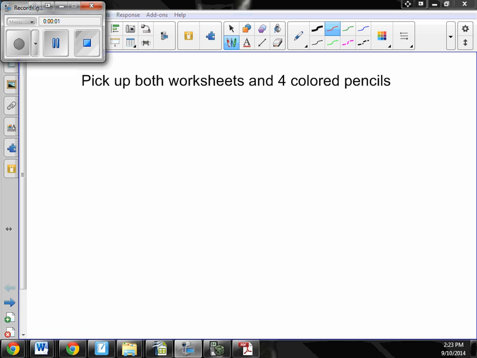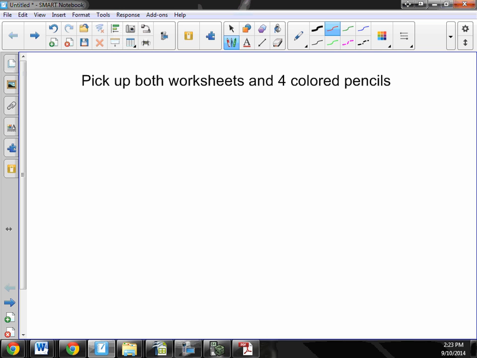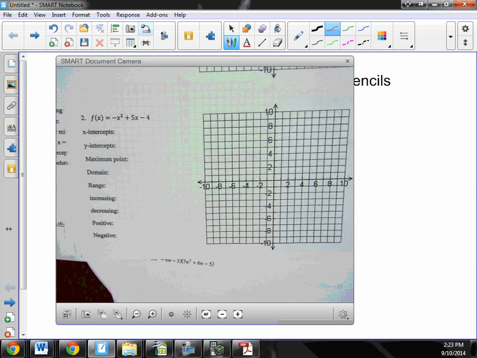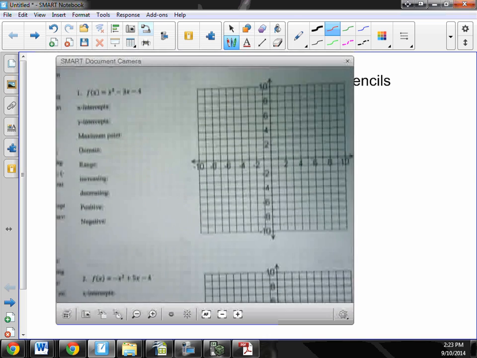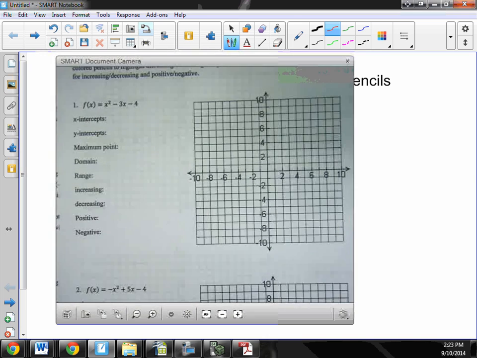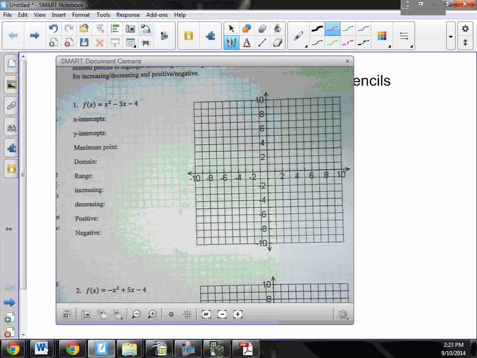Worksheet, the one that says coloring key features. So looking at number 1, we need to find the first 3 attributes in order to graph it. So pull out your calculators.